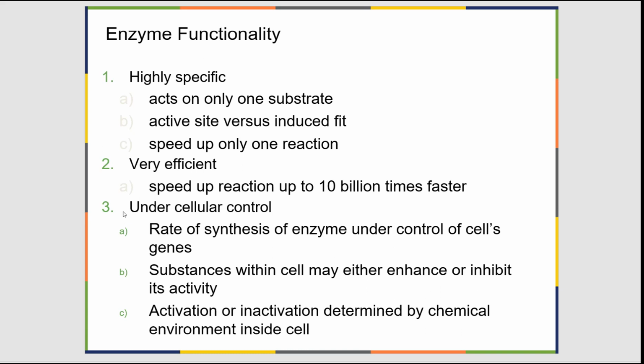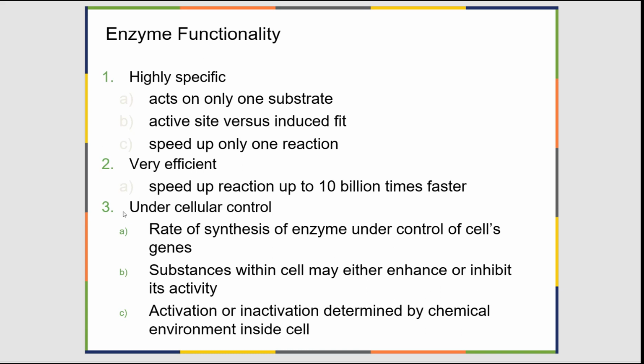Okay, so it's the genetic material that's going to determine how much of the enzyme is available. Substances within the cell may either enhance or inhibit the activity of the enzyme. So we have mechanisms. Sometimes we need that enzyme pre-built because the reaction might have to happen really quickly, more quickly than it takes to make a protein.